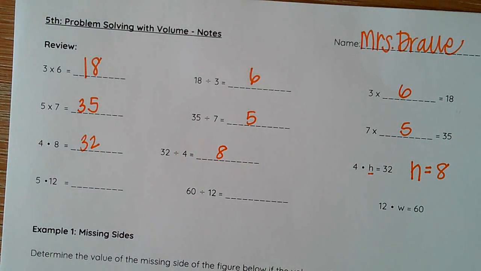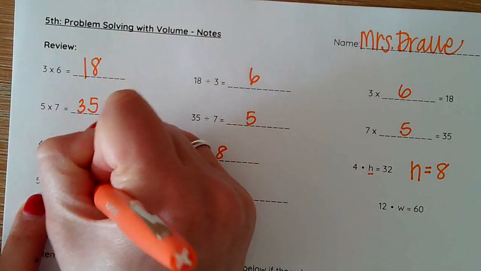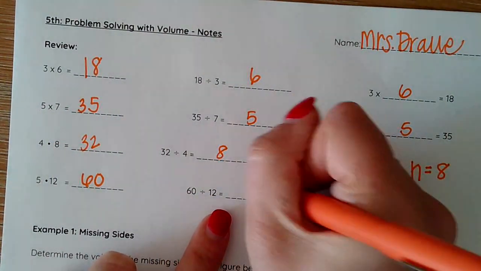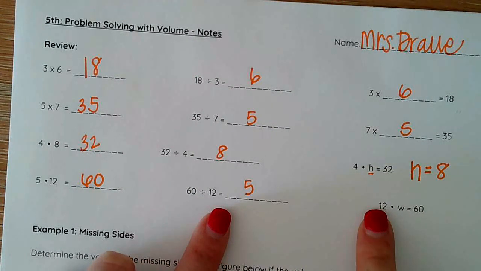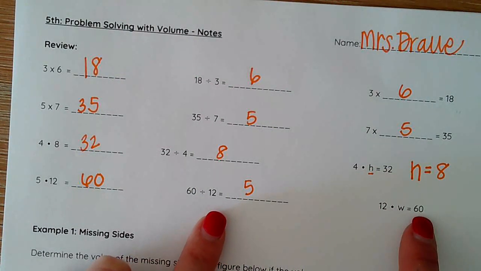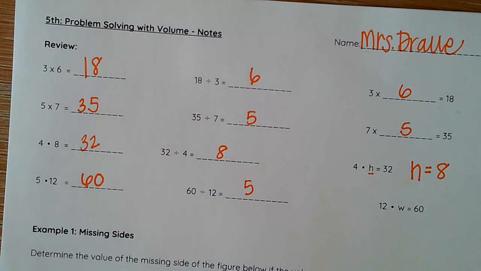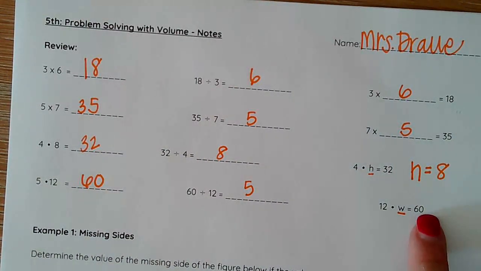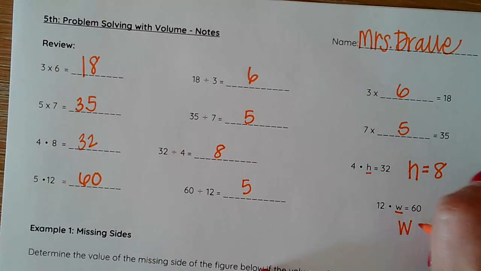Let's try one more of those. 5 times 12 is 60. If I move those around, 60 divided by 12 is 5. Now I have 12 times W equals 60. W in our volume formula would be width. So 12 times what equals 60, or 60 divided by 12 equals what? And again, I write W equals 5 as my answer.